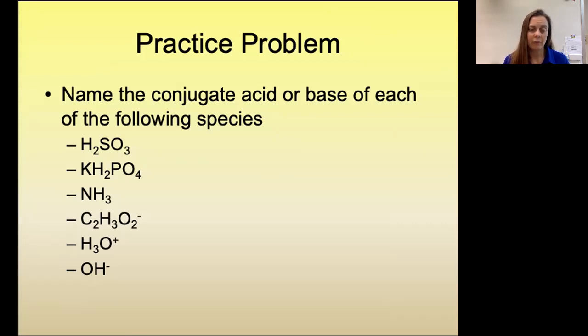So if we look at NH3, if it's behaving as a base, as a proton acceptor, its conjugate acid is NH4+, or the ammonium ion. But if NH3 is behaving as an acid, then its conjugate base is NH2-.